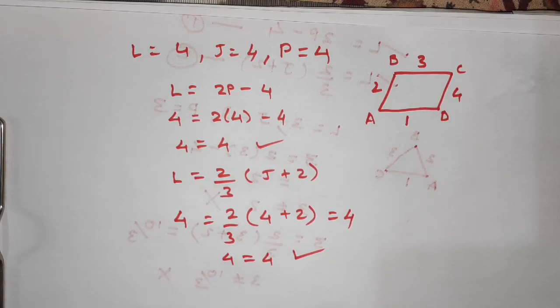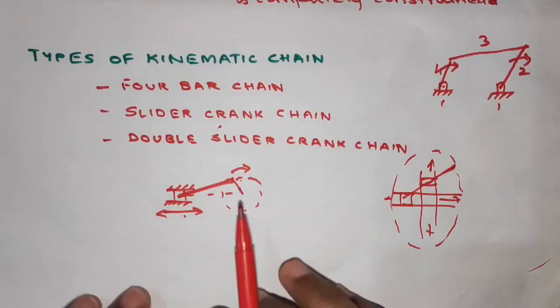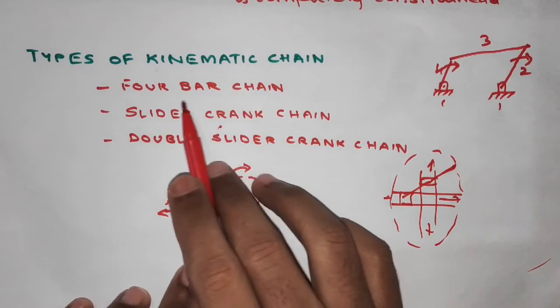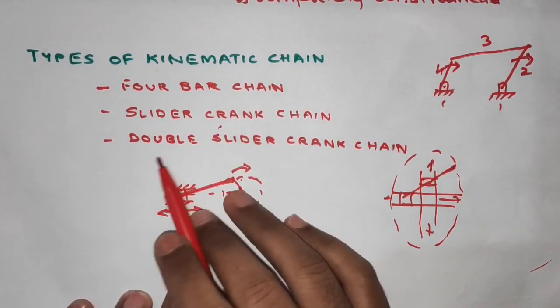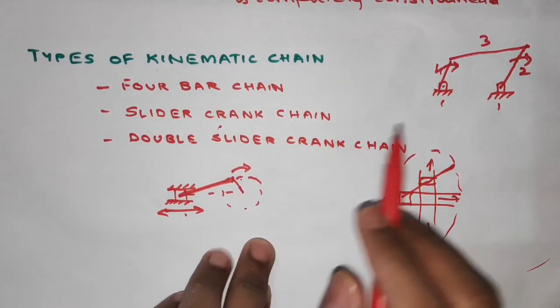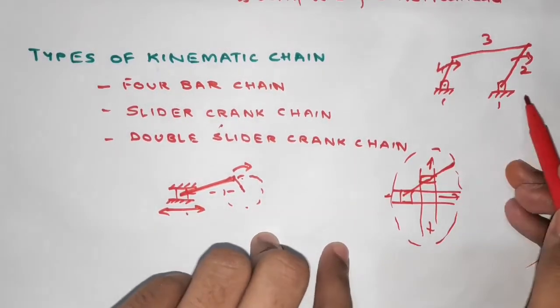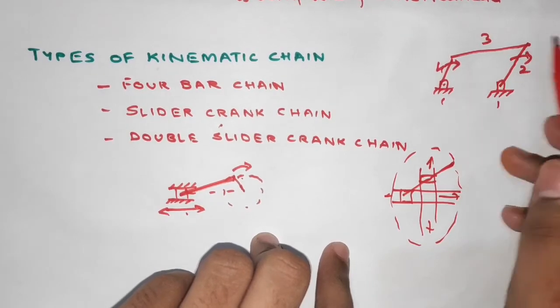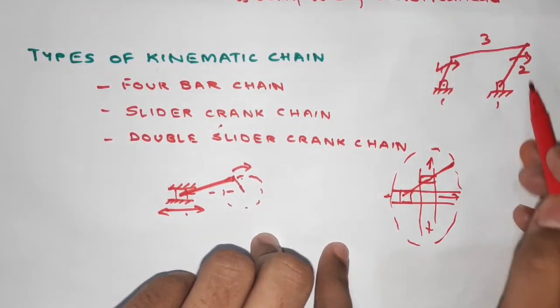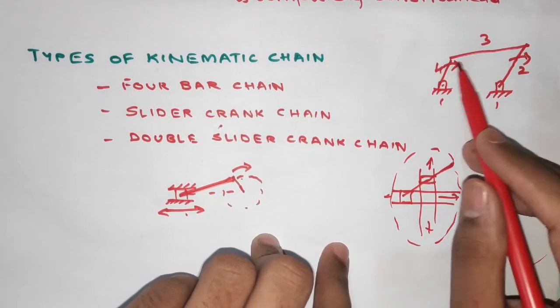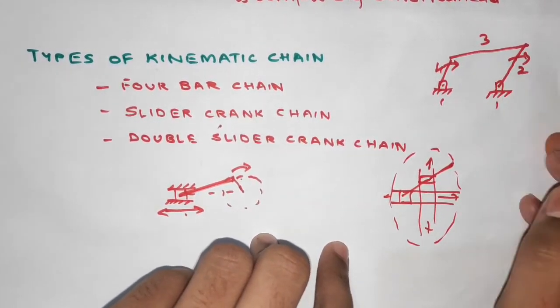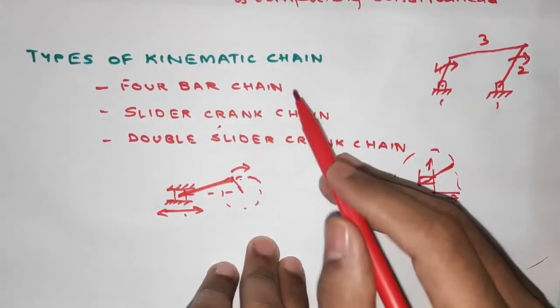So now we shall see what are the types of kinematic chains. There are 3 types of kinematic chains. We have the 4-bar chain, slider crank chain and double slider crank chain. The 4-bar chain is this type of arrangement where you have one link which is fixed. The second link, third link and fourth link are arranged such that they form a 4-bar mechanism. So rotation of this link will make this link oscillate. So this is about the 4-bar chain.